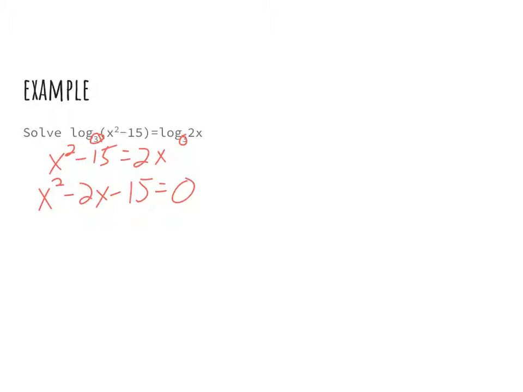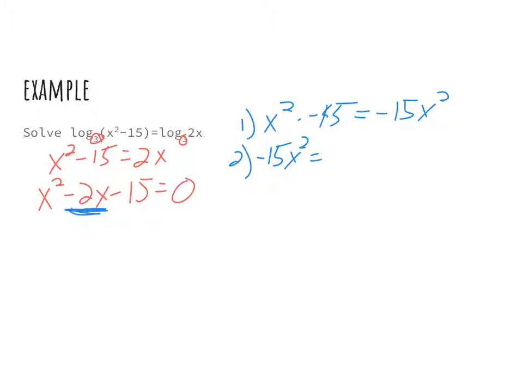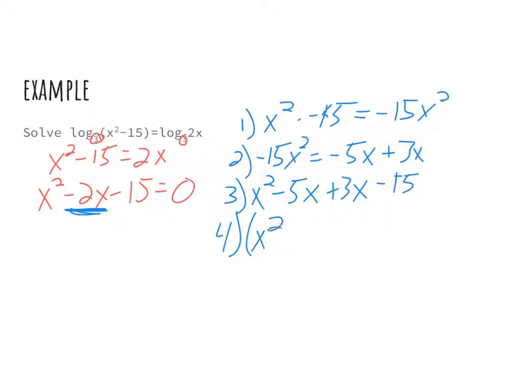Now we're going to do it by factoring. If you remember factoring, you start with first times third. So x squared times negative 15, I get negative 15x squared. I take that product and break it up into two numbers that multiply together to get negative 15 and add up to the negative 2 in the middle. That turns out to be negative 5 and positive 3. I replace the negative 2x with those two, so x squared minus 5x plus 3x minus 15. And then last, I factor by grouping.